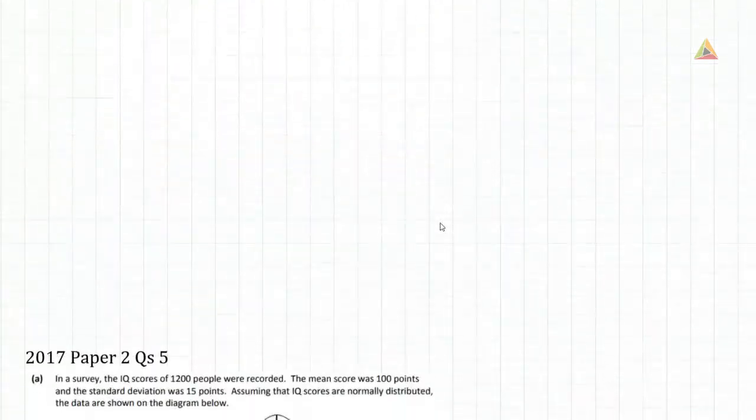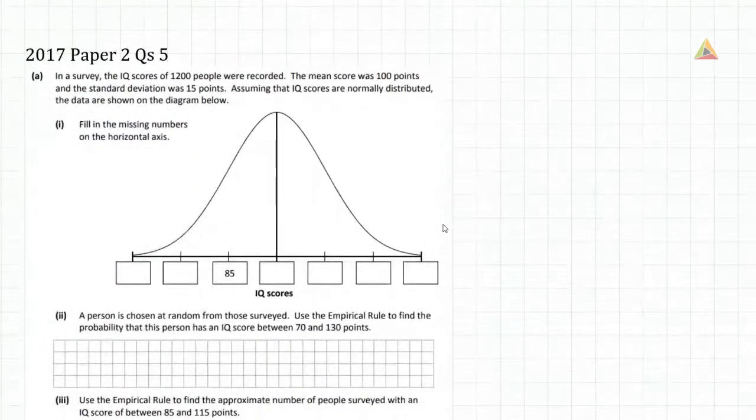In the last question, we're going to look at 2017 paper 2 question 5. We see that there's one figure filled in, but it's not going to be the mean. So this says in a survey, the IQ scores of 1,200 people, so we're just going to make a note of how many people, the mean score was 100 points.